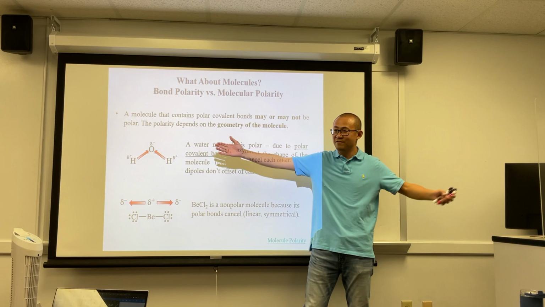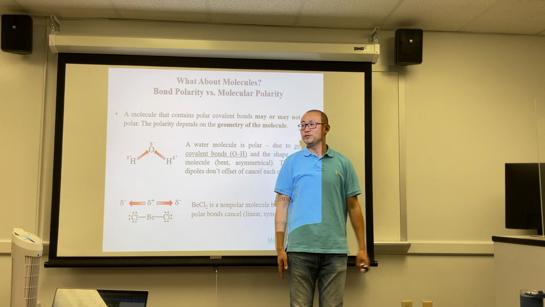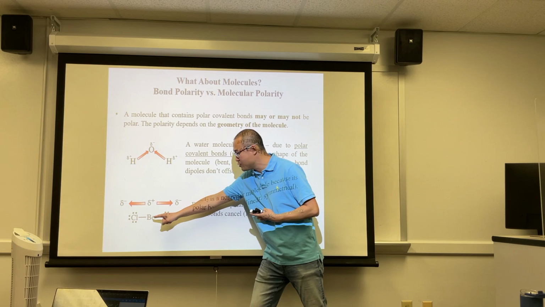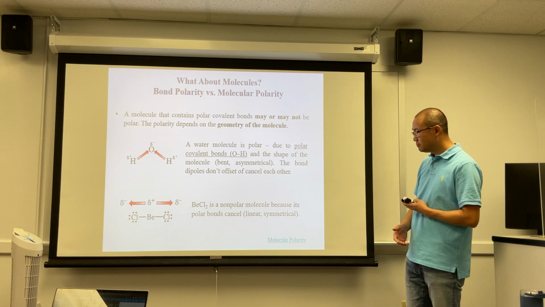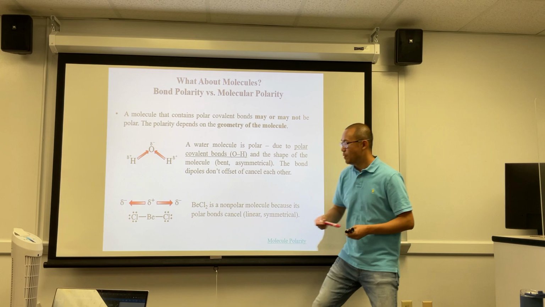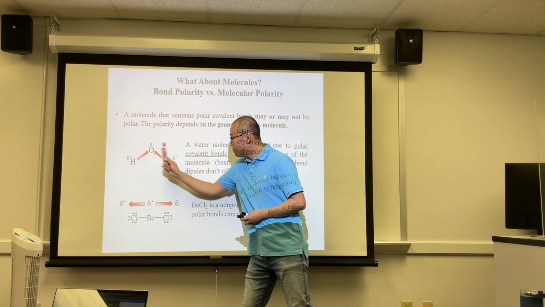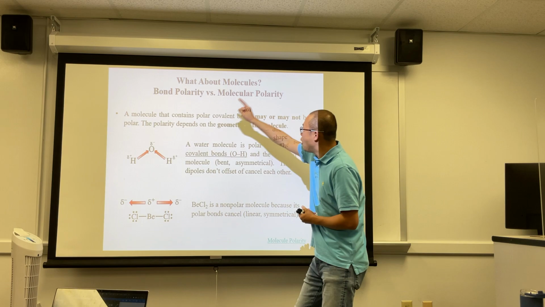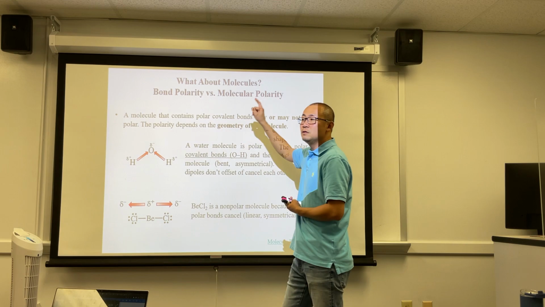Think about it, again, physics: if you have two forces, one pointing to the left, one pointing to the right, the same force, the object is going to stay what? Still. So these two dipoles canceled each other. Why cancel? Because the geometry of this one is what? Linear. If they canceled each other, this molecule as a whole is what? Nonpolar. You guys see that? Polar bond, the molecule is what? Nonpolar. Polar bond, the molecule is what? Polar. Why is that? Because they have different geometry. Does it make sense? So that's what we said earlier. A molecule with polar bonds may or may not be polar. Depends on what? The geometry. Okay, so please keep that in mind.